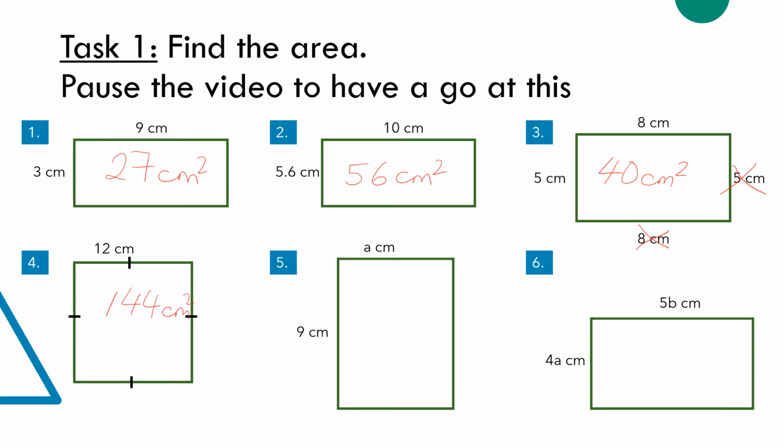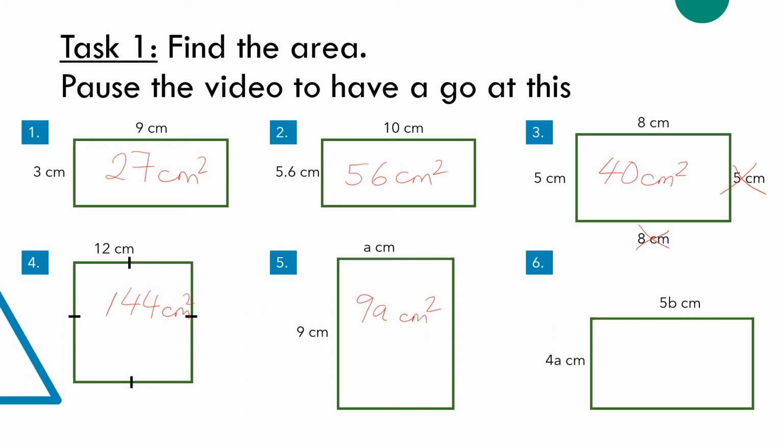Here we're bringing in a little bit of algebra, but please don't panic, just remember the process is exactly the same, length times width, so 9 times A. 9 times A is 9A, and our units still would be centimetres squared.